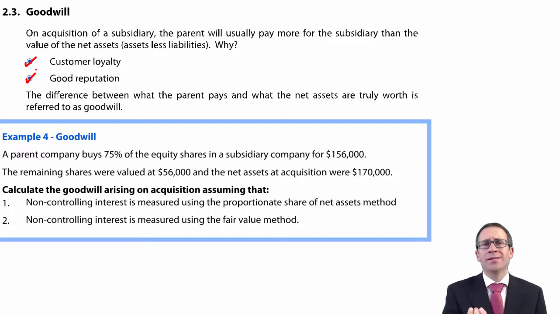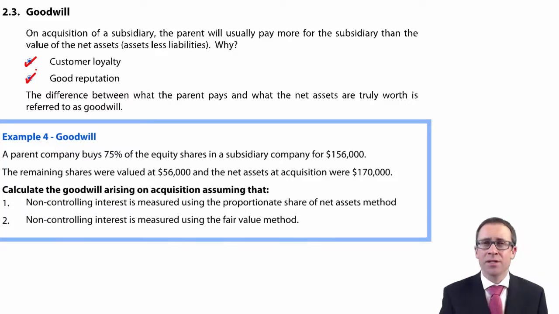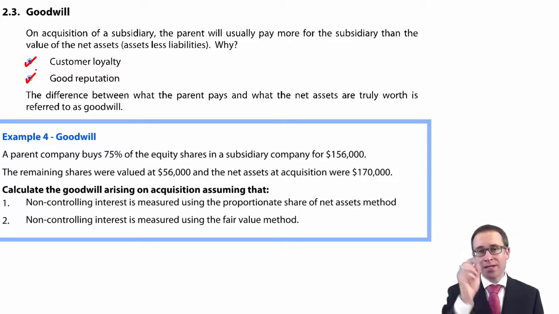Okay, so we need to assign a value, and we do that on consolidation by calculating the goodwill. The goodwill is essentially looking at the true worth of the subsidiary compared to the value of its net assets. It's intangible because it's not something we can physically touch. It's also an asset because it generates you benefit. It's a non-current asset because it generates you benefit for a prolonged period of time, or at least you hope it would, providing you don't upset your customers and damage your reputation.